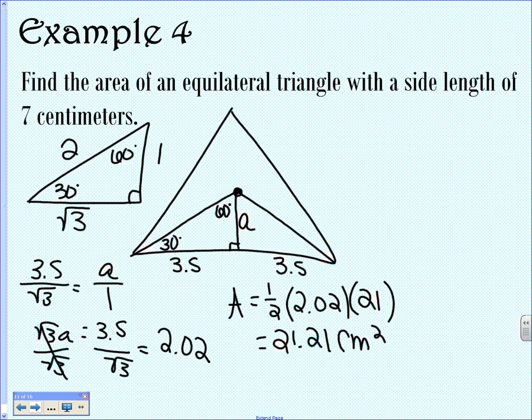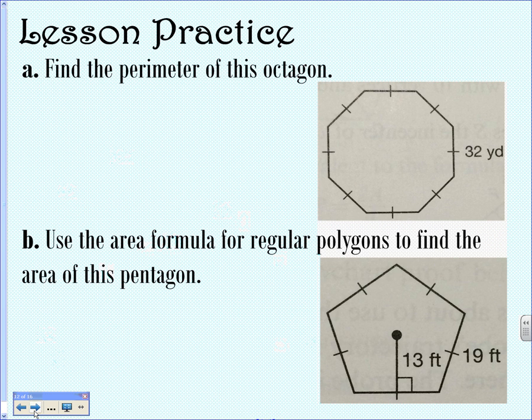And you would get the same thing if you did 1/2 base times height. But y'all see how that works? Even for a triangle? Yes. I don't care how you're going to do it. It doesn't matter to me. I just wanted to show you that it would work for a triangle too. Okay? All right, so see if you can find the perimeter of that octagon.